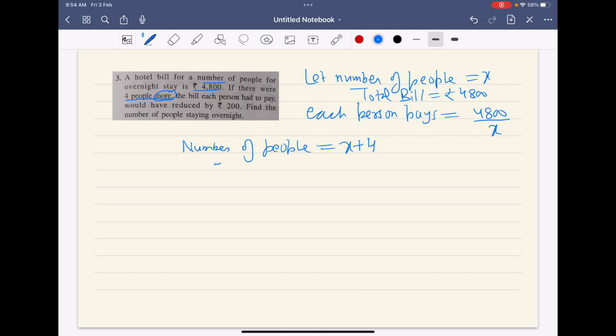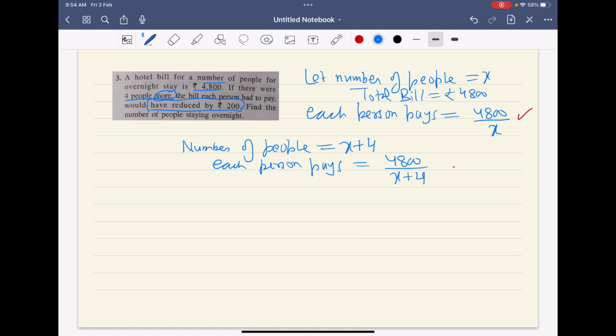Now what is it that each person would pay? So now each person pays 4,800 upon X plus 4. Okay. The question says if there were 4 people more, the bill each person had to pay would have reduced by 200 rupees. So what does that mean? That the amount which each person was paying when there were X people, minus this amount, should be equal to 200.